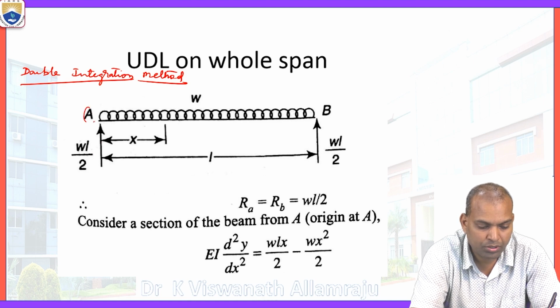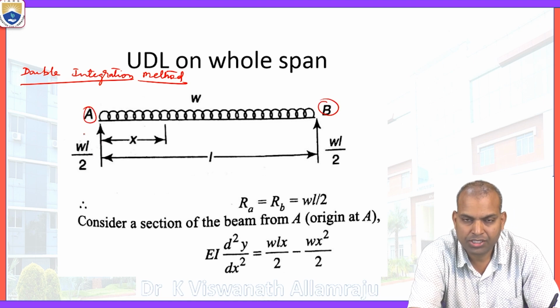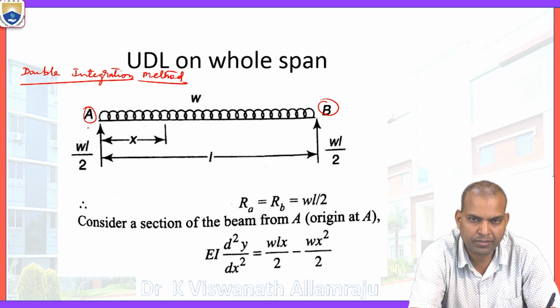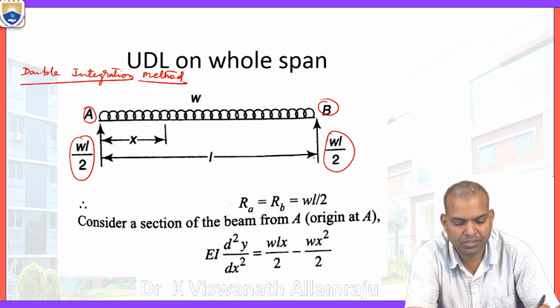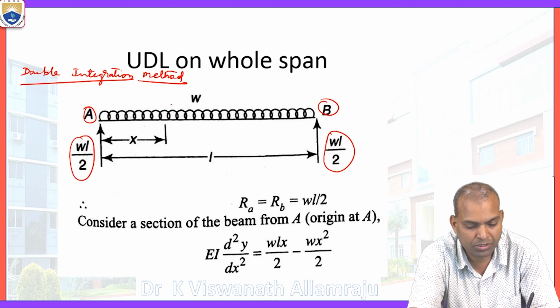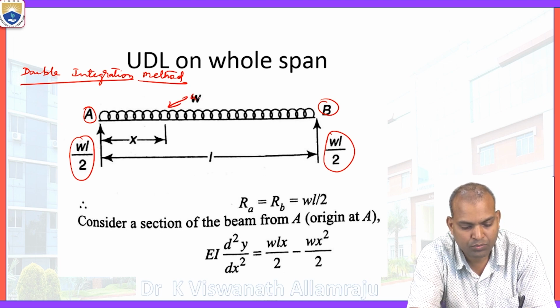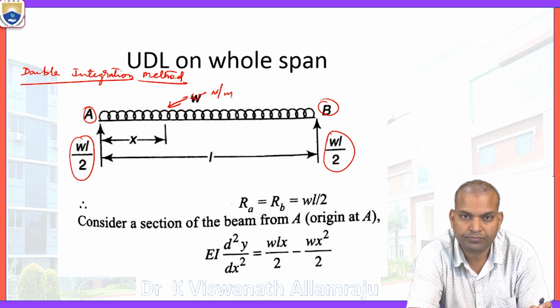Here, there are two supports A and B. The reactions we have to calculate by using the fundamentals of shear force and bending moment diagrams. By using equilibrium conditions, the reaction at A is wL/2, reaction at B is wL/2. This w is the load intensity, that is a small w, in newtons per meter.